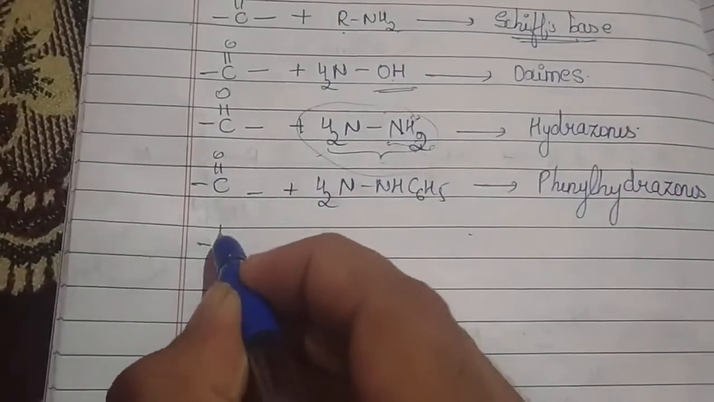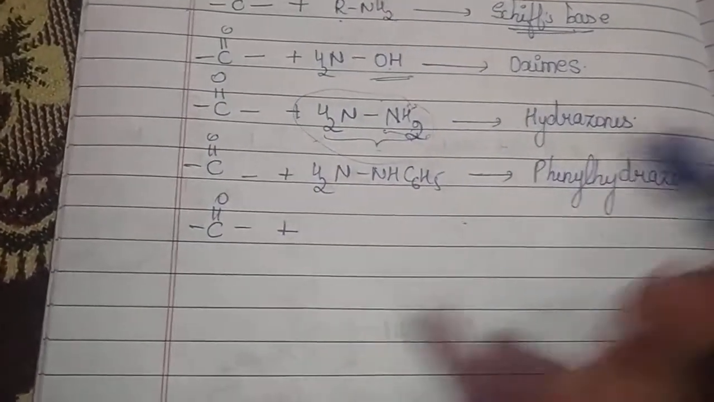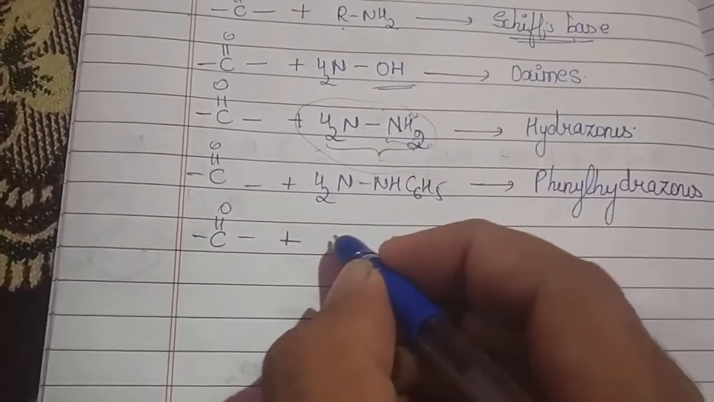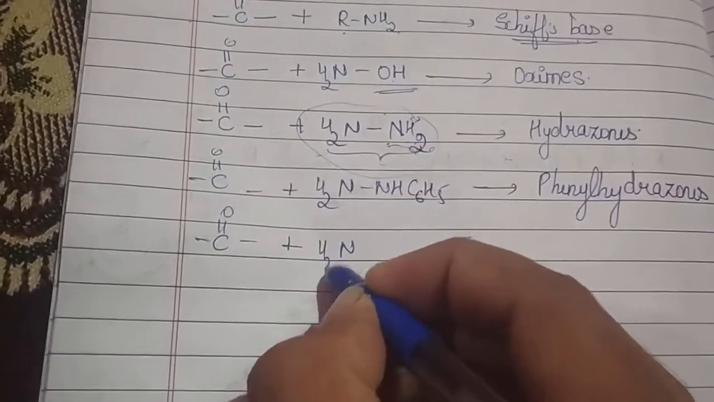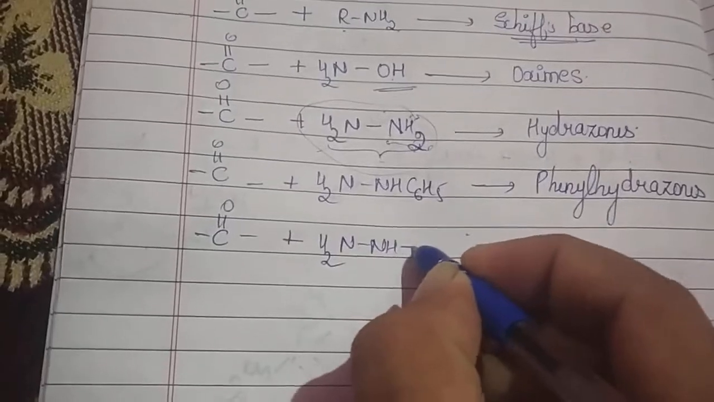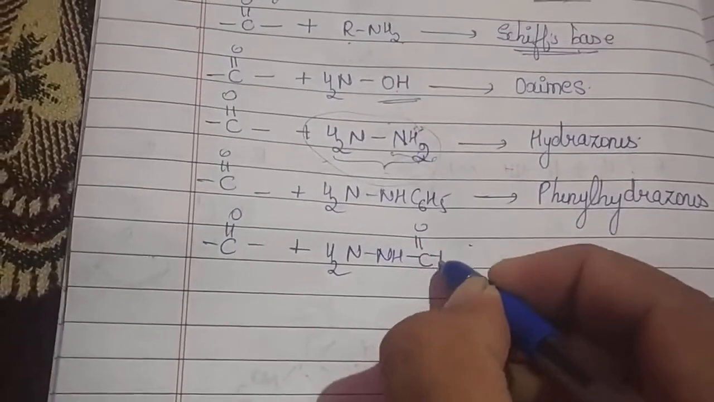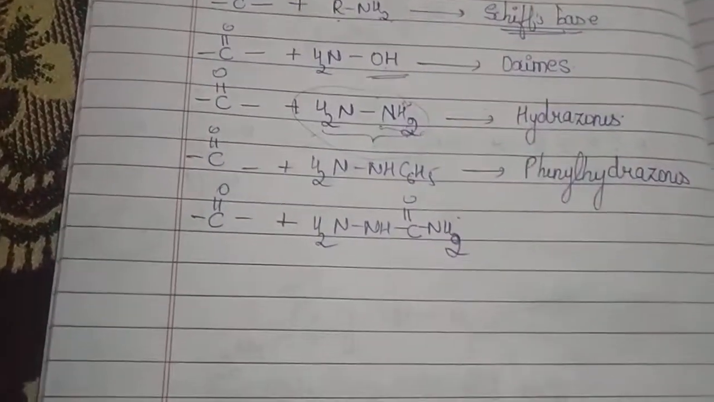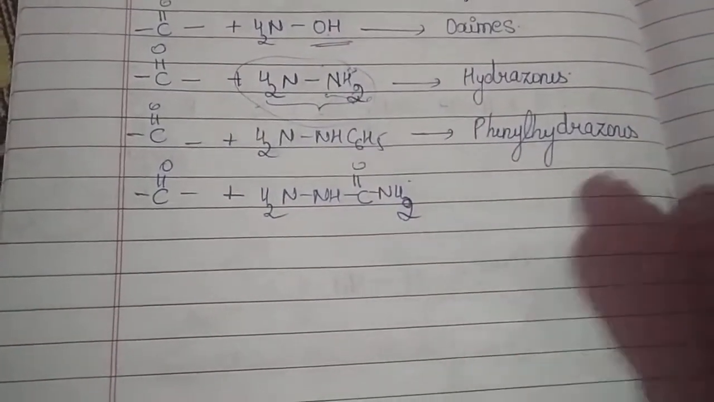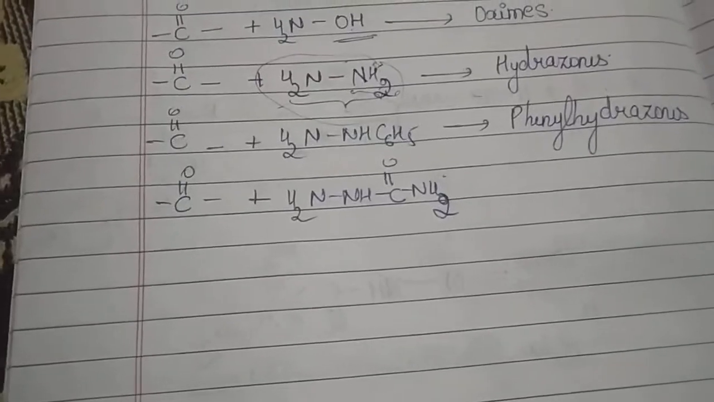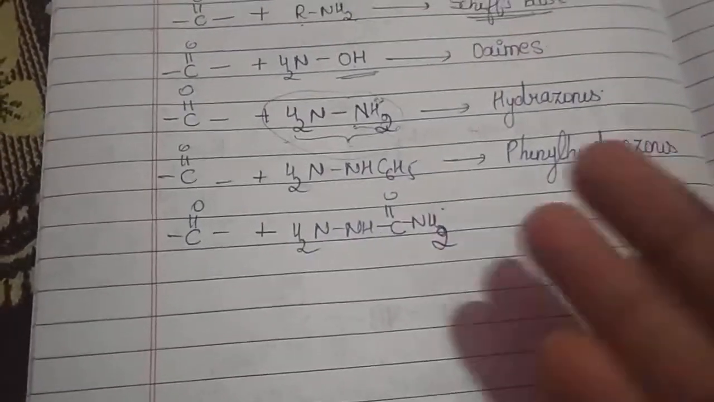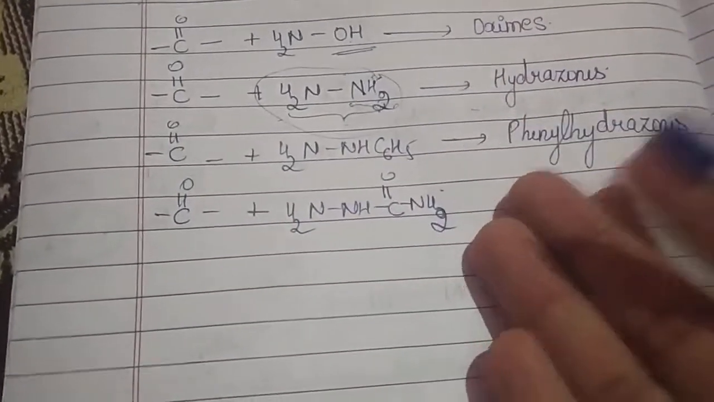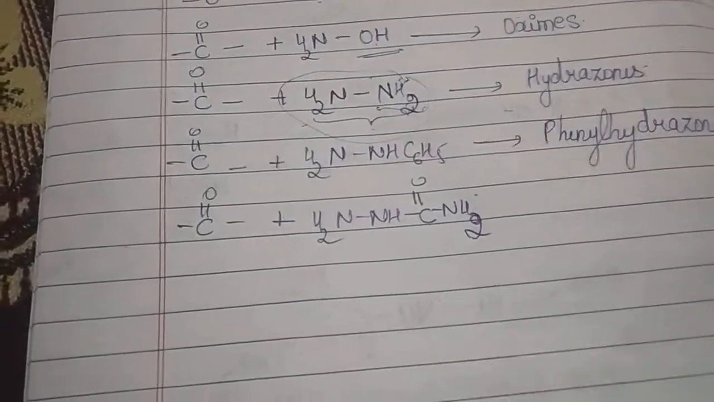Similarly, when the carbonyl compounds were treated with the next reagent, what we saw was semicarbazide. How to write it? NH2, NH, then remember C double bond O, NH2. So this was called semicarbazide. It is only through practice you'll get to know how to remember these formulas. You know each and everything, you just have to recall, and by practice you can easily follow their structures.